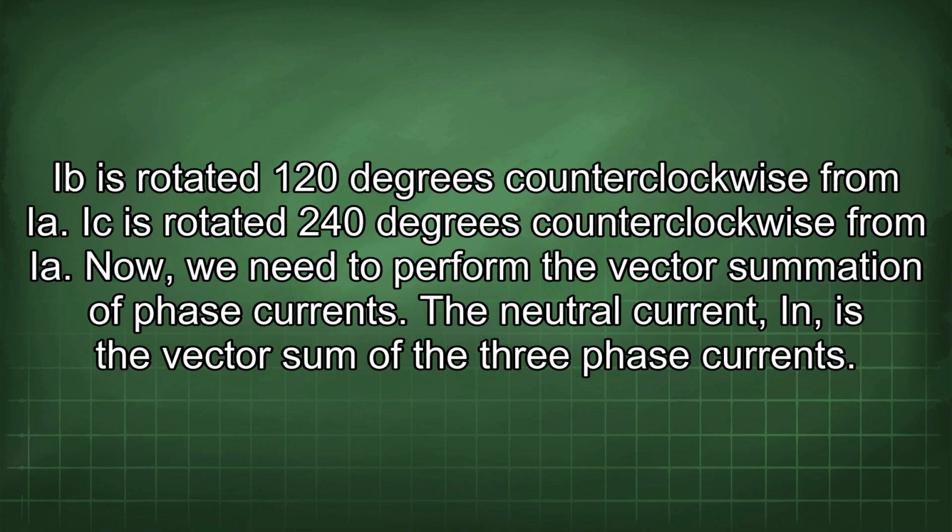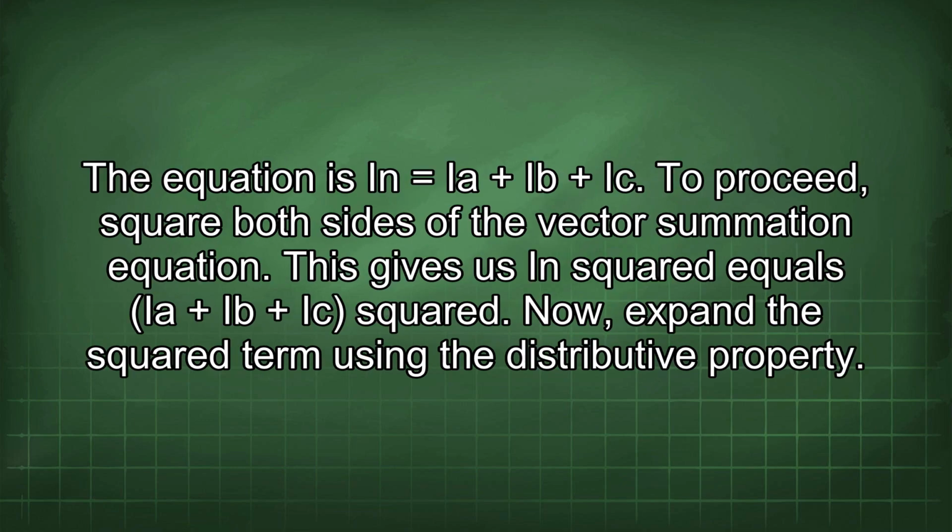Now, we need to perform the vector summation of phase currents. The neutral current I_N is the vector sum of the three phase currents. The equation is I_N equals I_A plus I_B plus I_C. To proceed, square both sides of the vector summation equation. This gives us I_N squared equals (I_A plus I_B plus I_C) squared.